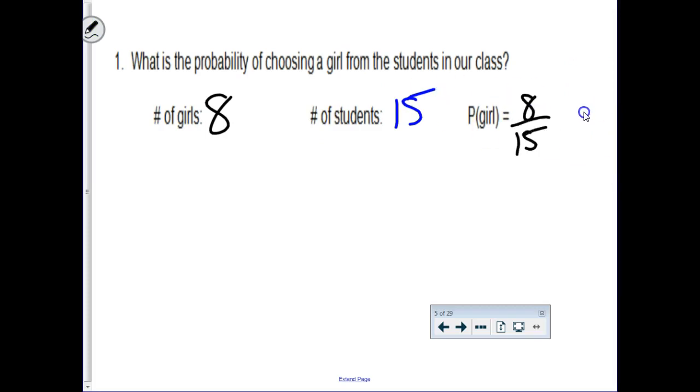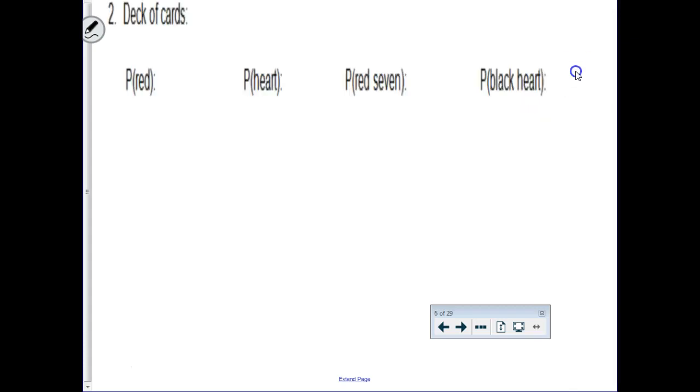What's another way to write probability? Decimals, percentages, they all work. So like obviously I'd have to crank that on my calculator, which I don't feel like doing, but fractions work.